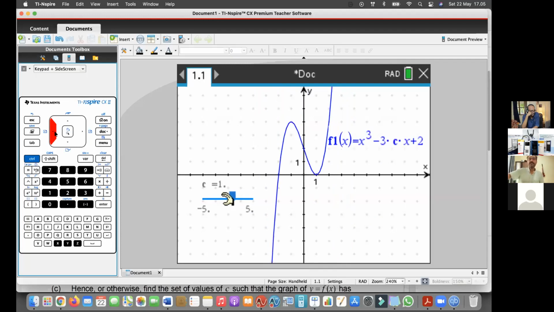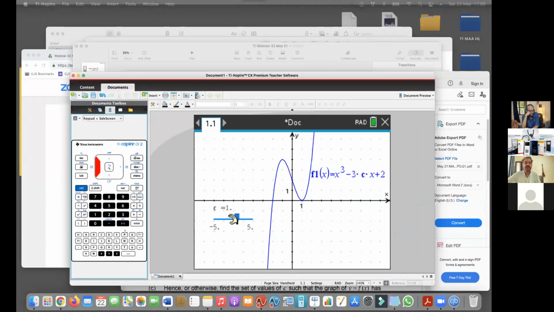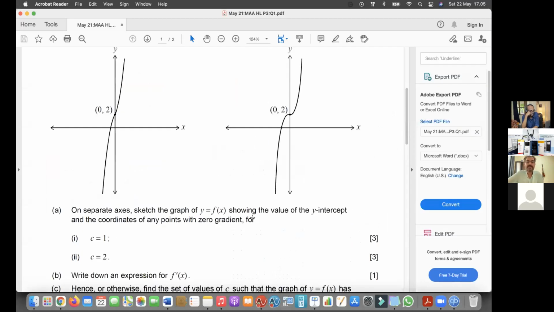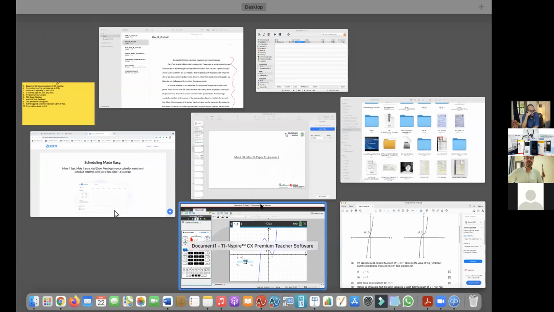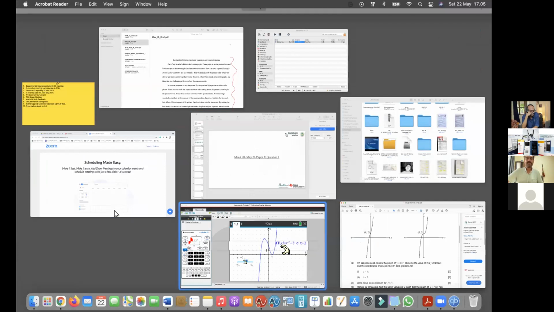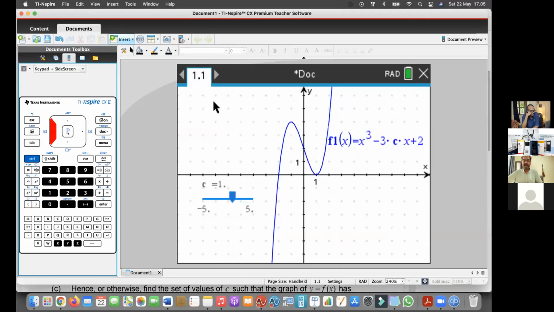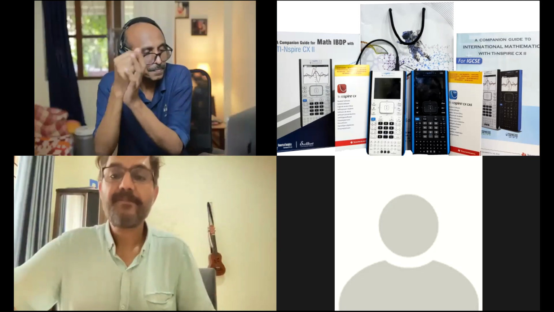So what we can do is, in the first part of the question, you just have to sketch this on a separate axis. So you just have to sketch it. So let's sketch it. Let's try.